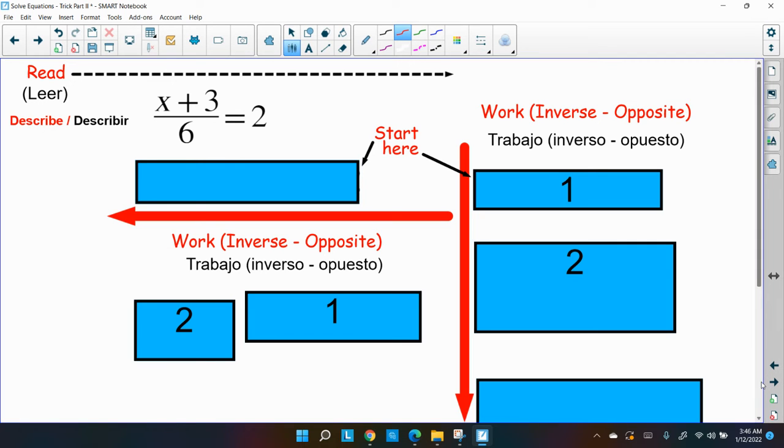All right, let's look at this one. We have x plus 3 over 6 equals 2.